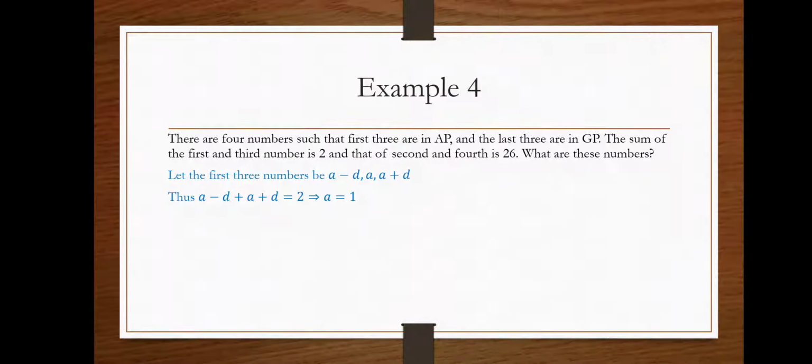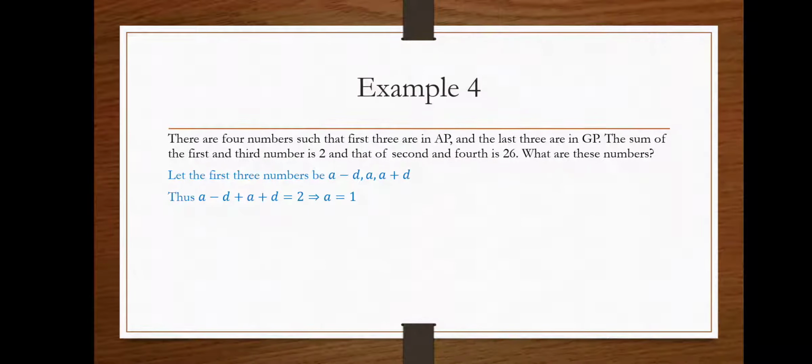Next, let us consider the last three numbers, that is the second, third and fourth number, to be A, AR and AR square. As they are already told that they are in GP, and we have already found the value of A, which is 1, the numbers are 1, R and R square. Now it is told that the sum of the second and the fourth is 26. So 1 plus R square equals 26, and that gives you R as plus minus 5.